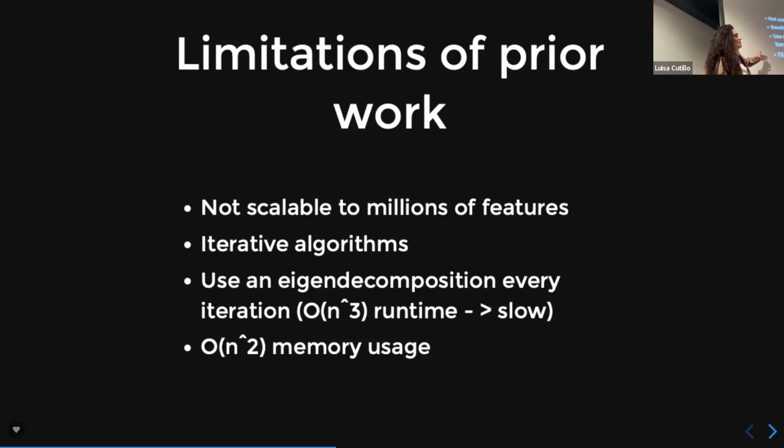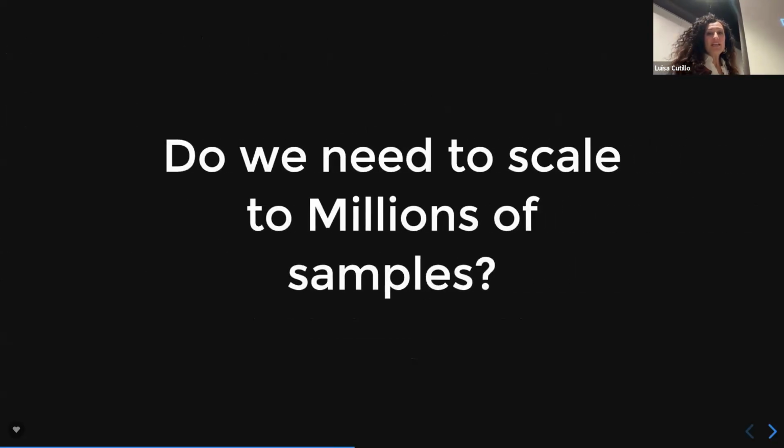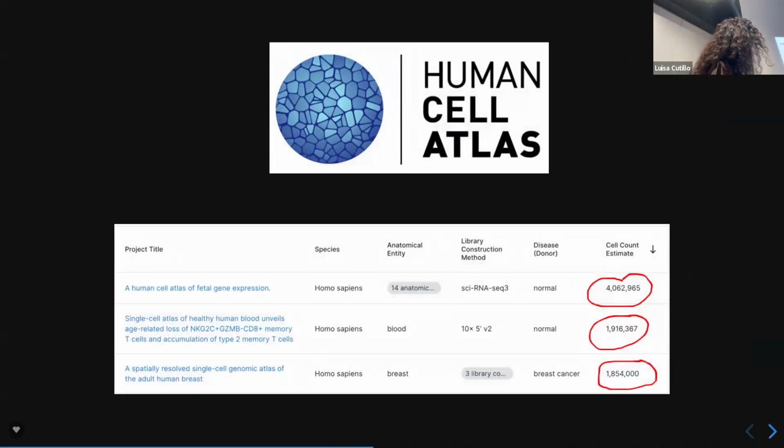And actually the memory usage is optimal. We can do much less than that because that's the data. So there's still work to do because of this part, the runtime. Now, do we need to scale to millions of samples? Yes, because in single-cell experiments, we do have millions of cells. So yes, it is relevant to be able to do so.